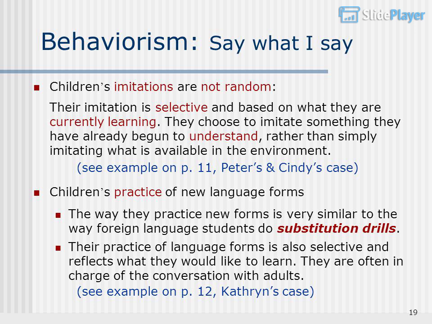Behaviorism: say what I say. Children's imitations are not random. Their imitation is selective and based on what they are currently learning. They choose to imitate something they have already begun to understand, rather than simply imitating what is available in the environment. See example on p. 11, Peter's and Cindy's case.